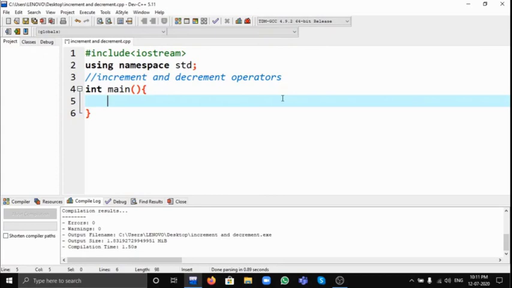Hello everyone, welcome to this video on increment and decrement operators in C++. These two words might sound overwhelming, but they're actually quite simple to understand.